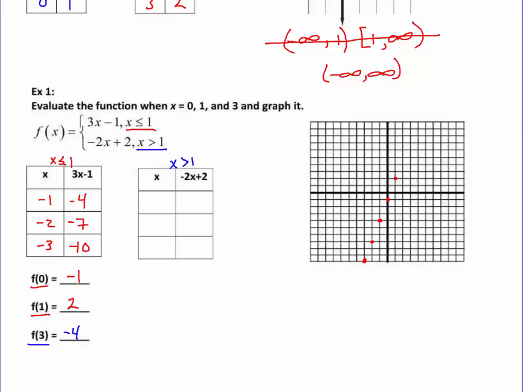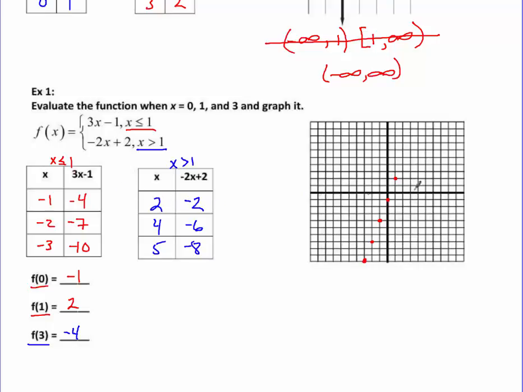All right, now we need to do some other points, some greater than 1 points. So we've already done 3, and we can't do 1 because it's not greater than 1, so let's do 2. We already did 3, 4, and 5. So just plug them in. 2 times negative 2 is negative 4, plus 2, negative 2. 4 times negative 2 is negative 8, plus 2 is negative 6. And 5 times negative 2, negative 10 plus 2 is negative 8. So we're going to put these points on our graph now.